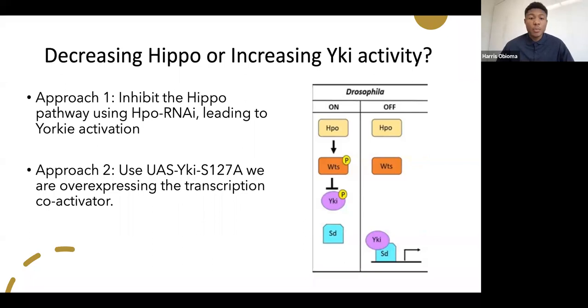Now, there were two approaches. The first approach is to inhibit the Hippo pathway using Hippo RNAi. Remember, RNAi is the tool to impede the RNA machinery. So is it leading to Yorkie activation? The second approach is using UAS Yorkie S1278. We are overexpressing that transcription coactivator to see whether it can rescue those degenerative cells.